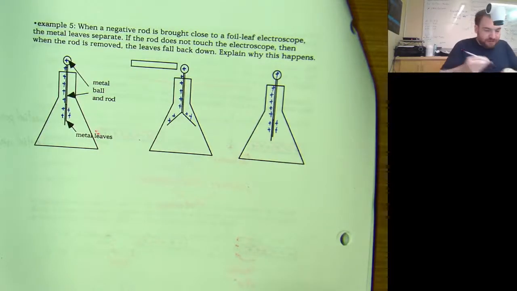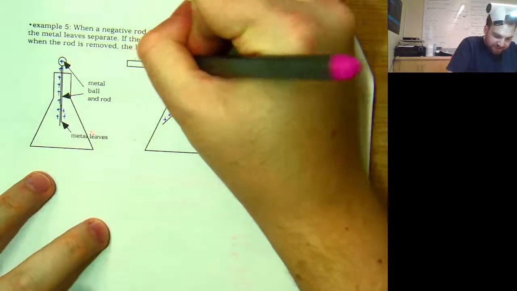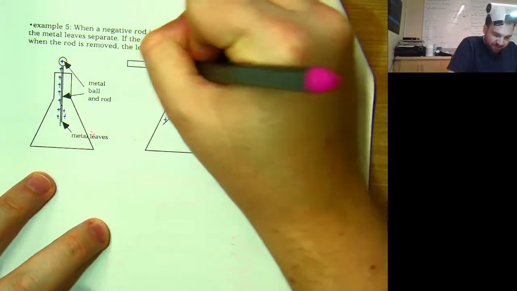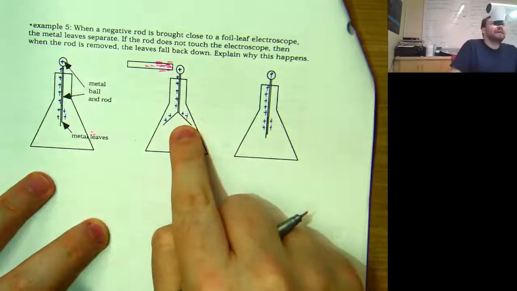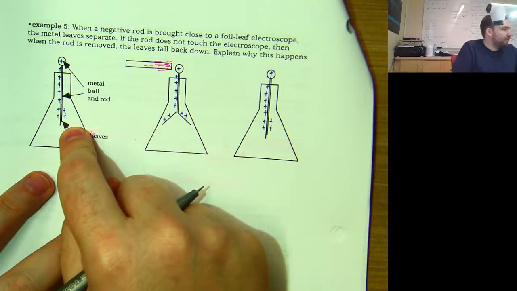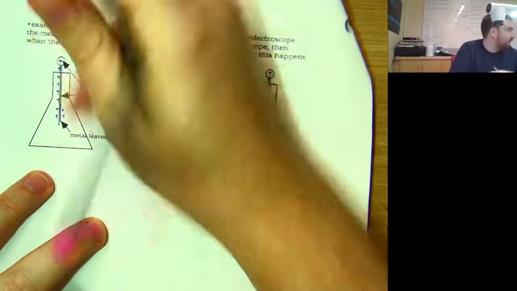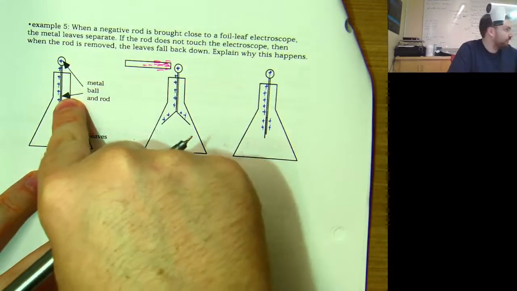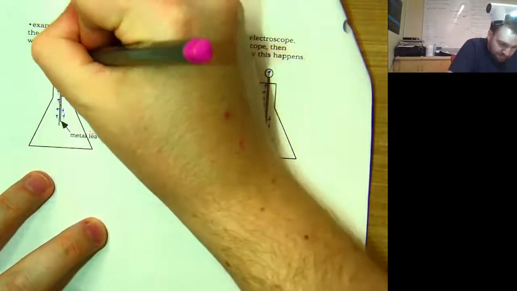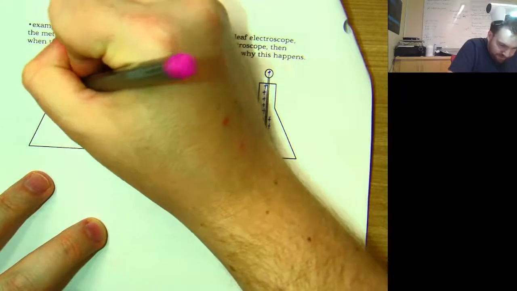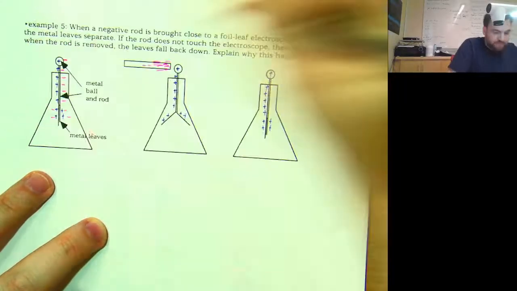So we're going to bring a whole bunch of negative charges on the end of this rod close to this electroscope. At this stage, where are the electrons? They are evenly distributed throughout the system. So I'm going to pair an electron here with every proton. Negative, negative, negative, negative, negative.